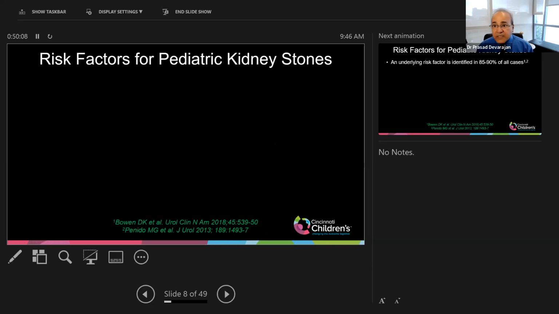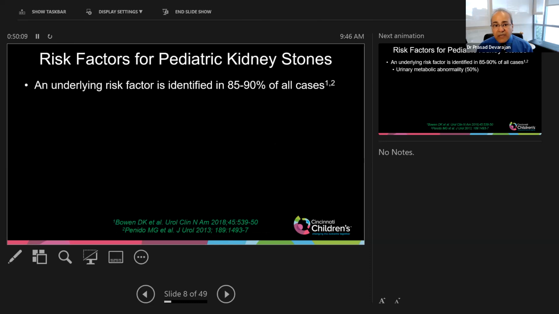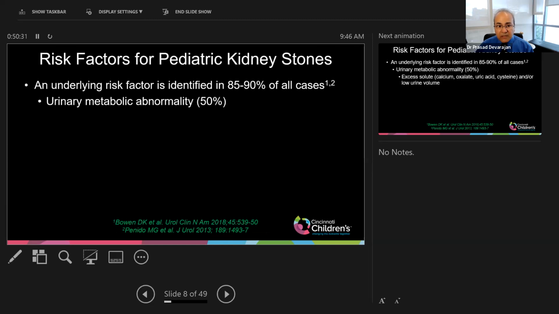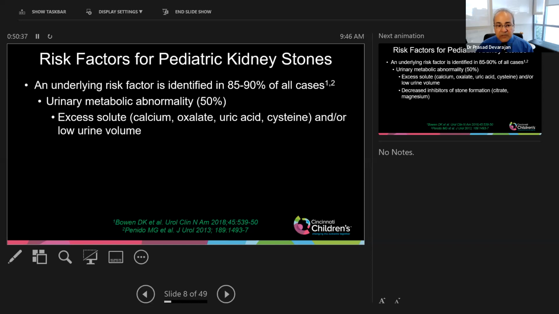Risk factors. Why do kids get so many kidney stones? An underlying risk factor can be identified in about 90% of cases. And that makes it very important for us to look very diligently for the underlying cause and not simply dismiss it as, okay, that's just another kidney stone. And out of all those risk factors, about 50% is because of a urinary metabolic abnormality. Specifically, we're talking about either too much solute, specifically calcium oxalate, uric acid, cysteine, or just not enough water.